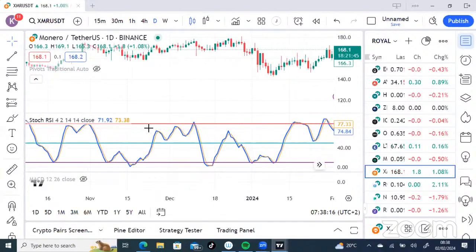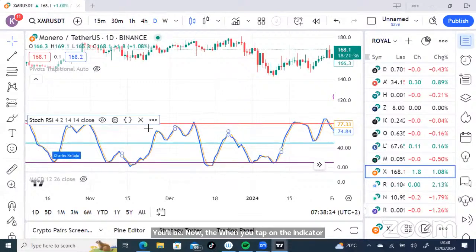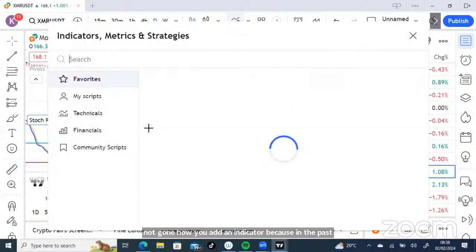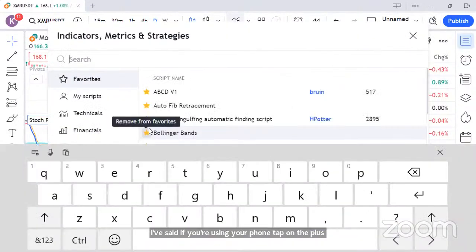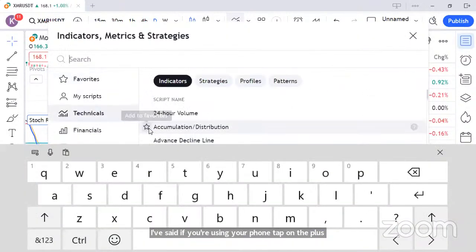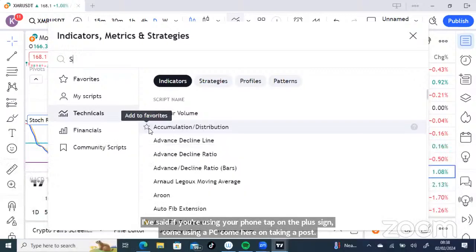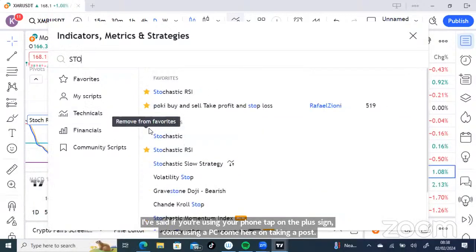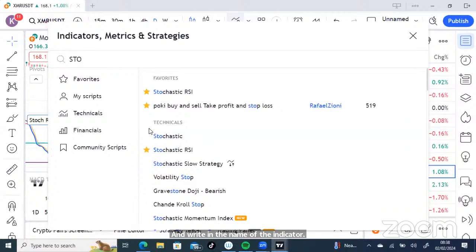Now, the stochastic RSI has two lines. When we tap on the indicator, I have not gone through how you add an indicator, because in the past I've said, if you're using your phone, tap on the plus sign, and if you're using a PC, come here on technicals and write in the name of the indicator, stochastic RSI, and it is here.